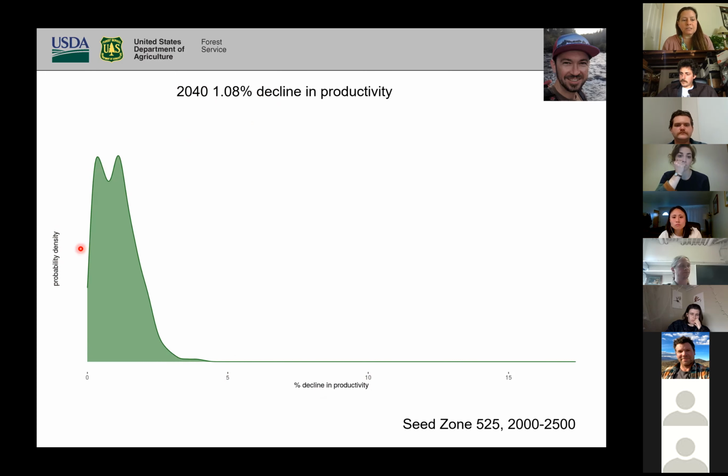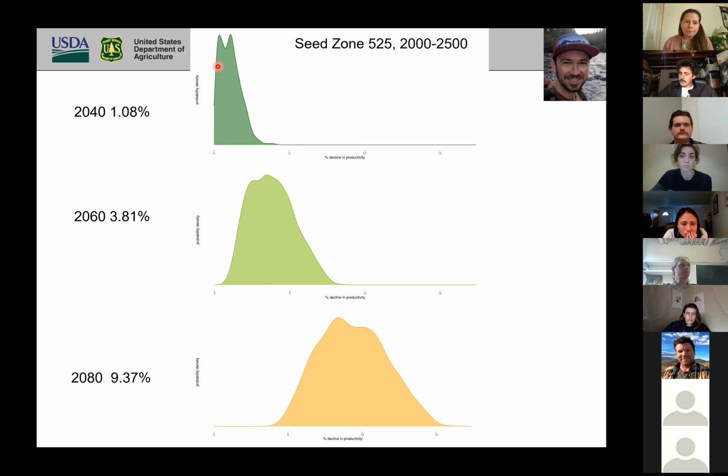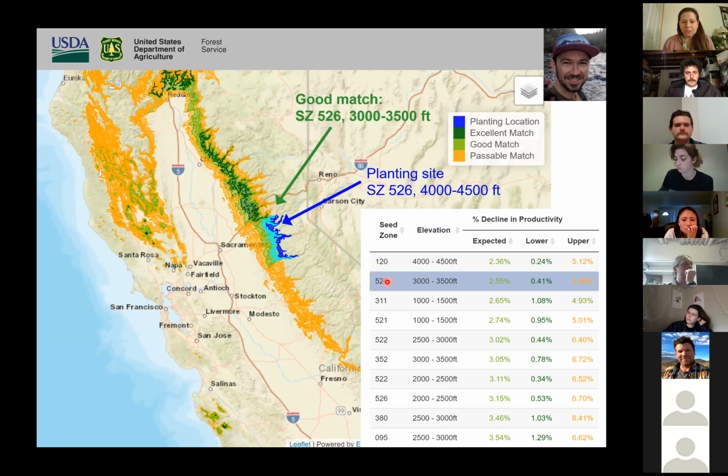So this is the density. The higher this is, the more there are. And then this is the decline in productivity, 0, none here at 0, 15%, quite a bit. So just remember that's what the axis is. And you can see here in 2040, we have the 1.8%. In 2060, it's 3.8. And in 2080, it's 9.37. So you see how that decline in productivity is going to get more and more as the temperature continues to warm over time, and definitely a question of what is the right time to line trees up to. So I just want to show one more match, which was to go just downhill and say, let's go down.